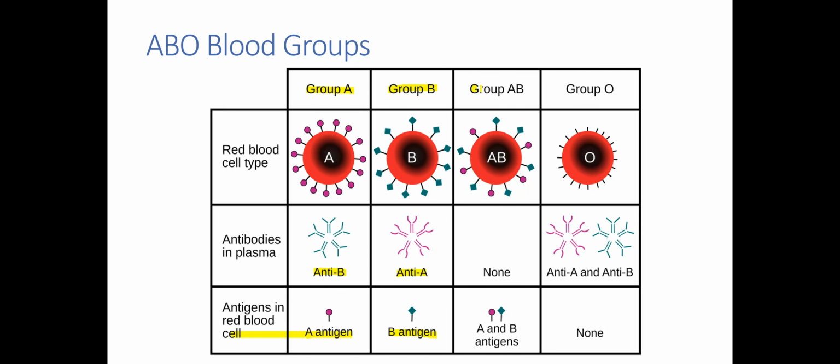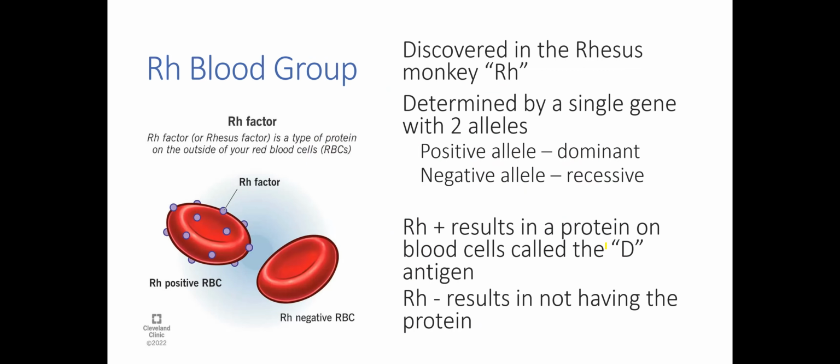If you're AB, that means you have both antigens, and therefore you would have no antibodies because you have both of the proteins. And then if you were group O, you don't have any of the antigens, so you produce antibodies to both. And so this right here is why you can't just give blood to anybody, because you don't want to give someone an antigen that they do not recognize.